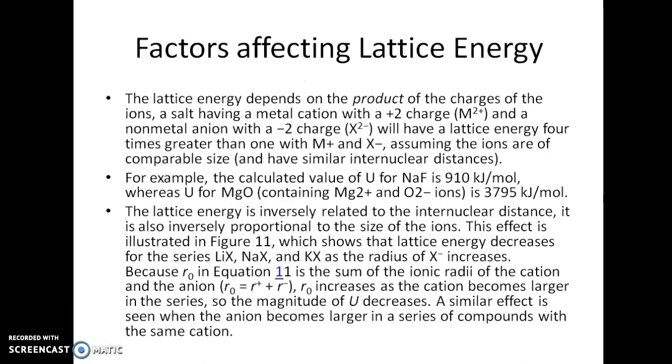So, some of the factors affecting the lattice energy are: lattice energy mainly depends on the product of the charges of the ions. A salt having a metal cation with +2 charge, M²⁺, and a non-metal anion with -2 charge, X²⁻, will have a lattice energy 4 times greater than the one with M⁺ and X⁻, assuming that the ions are of comparable size and have a similar internuclear distance.